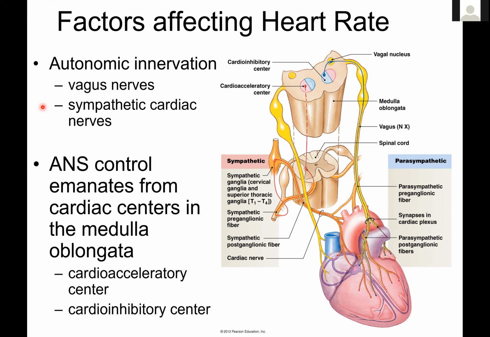So the vagus nerves, does anybody remember what cranial nerve that is? It says there on the image also. It's 10. That's what X means. The trigeminal nerve is 5.